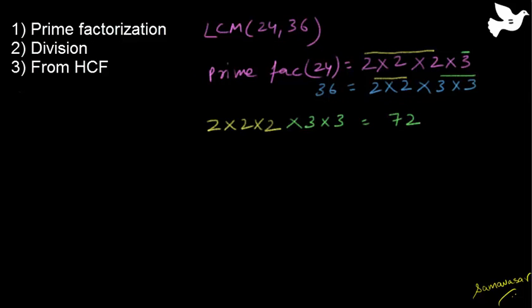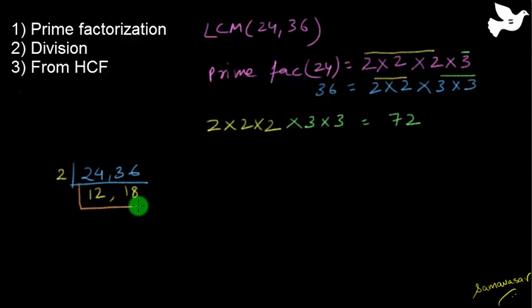Now, let me look at the division method. It's a very nice method. In this, what I do is I put 24 here and I put 36 here. I do this, and now I think of the smallest prime factor which can divide both these numbers. Obviously, without going much further, I know that 2 is such a number. 2 is prime. I'm starting from the smaller numbers and it divides both 24 and 36. So when I divide 24 by 2, I get a 12 here, remainder is 0. 36 divided by 2 is 18. This is what I get.